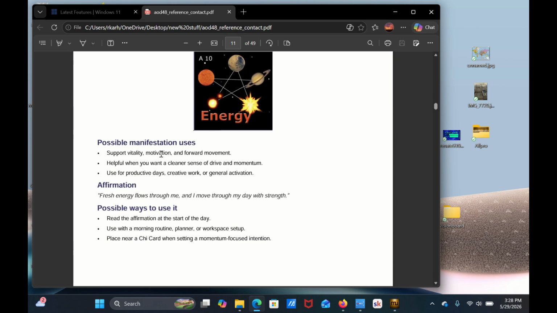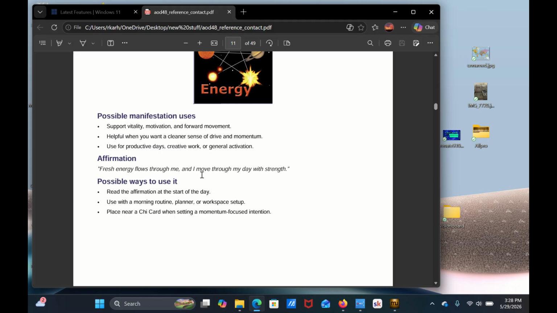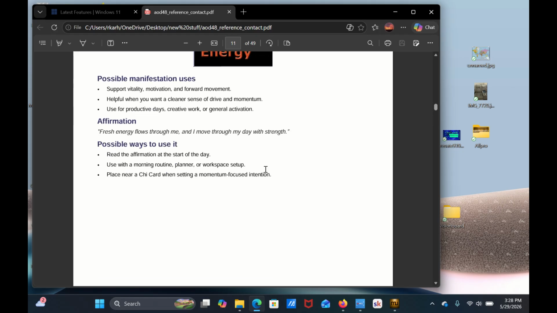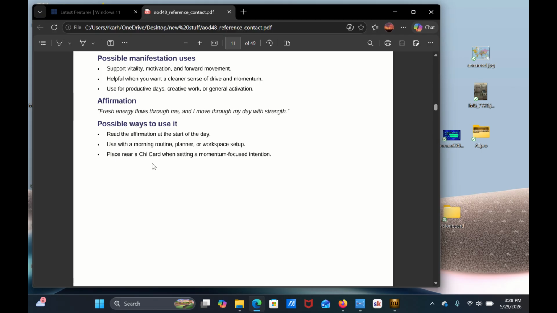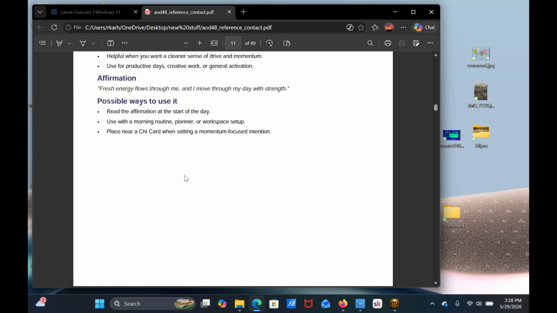Energy. Support vitality, motivation, and forward movement. Helpful when you want a cleaner sense of drive and momentum. Used for productive days, creative work, or general activation. Affirmation: fresh energy flows through me, and I move through my day with strength. Possible ways to use it: read the affirmation at the start of the day. Use with a morning routine, planner, or workspace setup. Place near a cheat card when setting a momentum-focused intention.